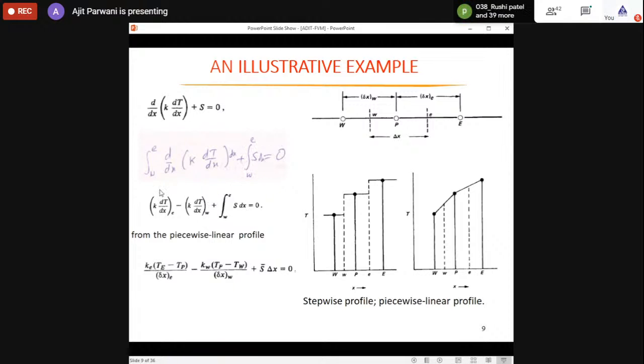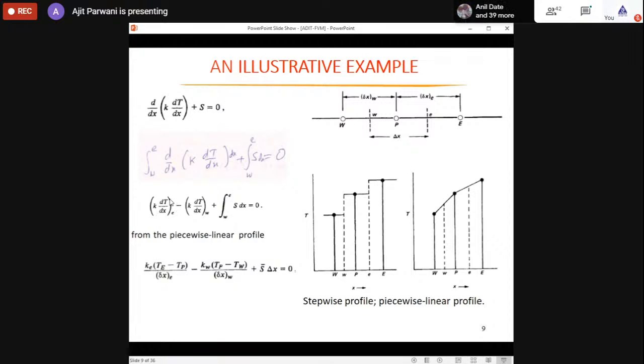So now focus on these terms. Here you will see k dT/dx at the east face and k dT/dx at the west face. I already told you that the variables are stored only at the computational nodes. So we have the temperature values at P, at the east, and at the west. We don't have the temperature values at the east surface or at the west surface. So how will you evaluate this? How will you convert this derivative term into the numerical form?